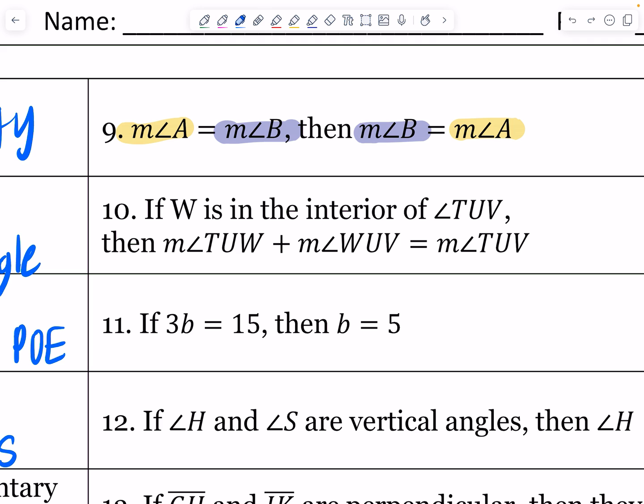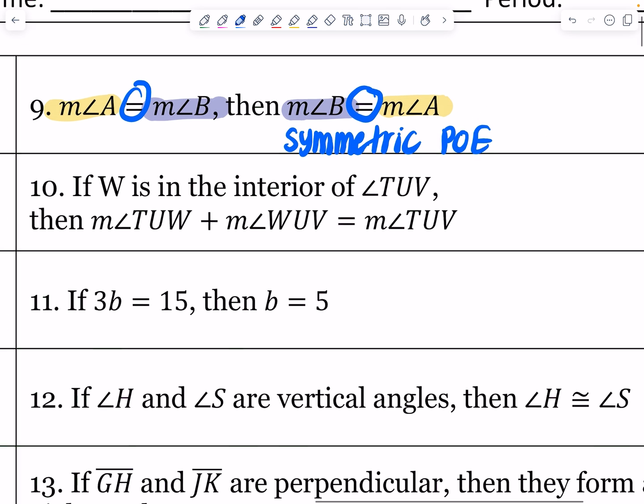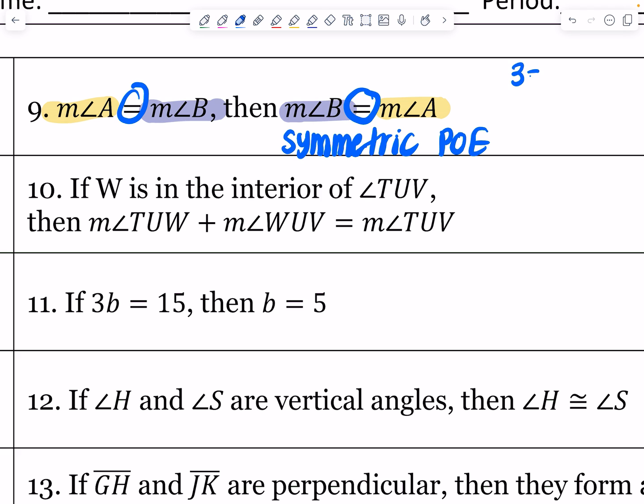But this is a property of symmetry. This is symmetric. So is it the symmetric property of congruence, or the symmetric property of equality? Well, it is going to be of equality because I'm working with an equal sign. So E is for equal sign, equality. The left side is equal to the right side, and the right side is also equal to the left side. Sometimes on a test, somebody will write 3 equals X. That's the same thing as writing X equals 3. So if I'm just asking to solve for X, I get to give both of those answers full credit.